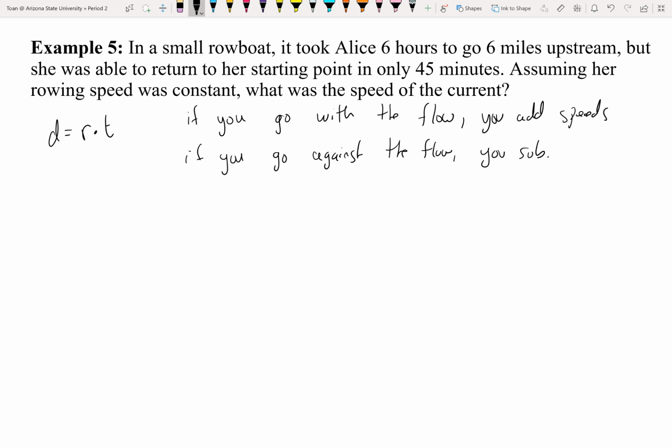So that's sort of the idea with speeds. If you go with the flow of something, you tend to speed up. If you go against the flow of something, you tend to slow down. And you speed up by adding, you slow down by subtracting.